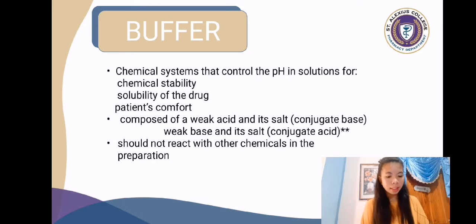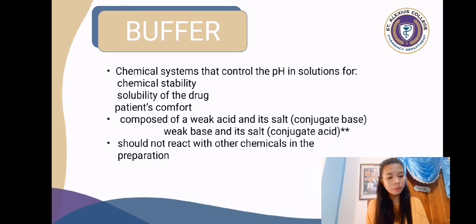So next is the buffer. When we say buffer, we are already familiar with this: a buffer is a chemical system that controls the pH in solutions or in some pharmaceutical products within certified limits for the following reasons: for chemical stability, solubility of the drug, and the patient's comfort.